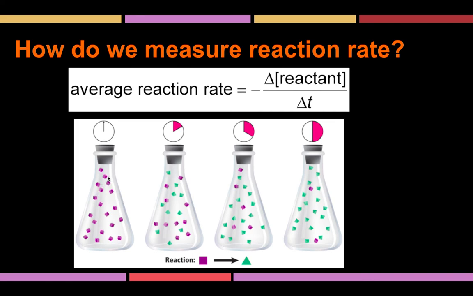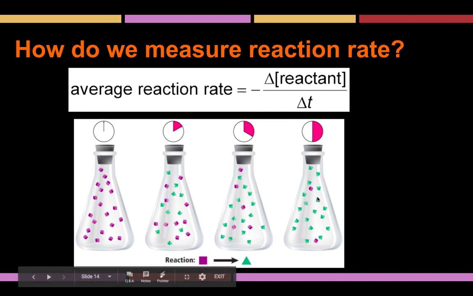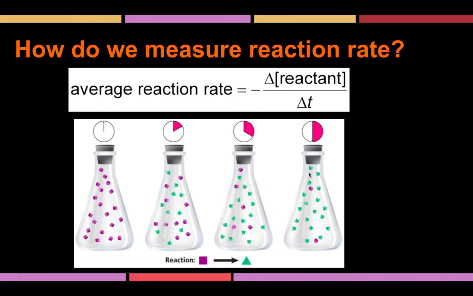We start off with the reactant, the purple cube, and then over time its concentration changes until we have almost none of it left. So that would be a negative change in its concentration. And then we just divide that by the change in time. So let's say this took 1, 2, 3 minutes. So there we go.